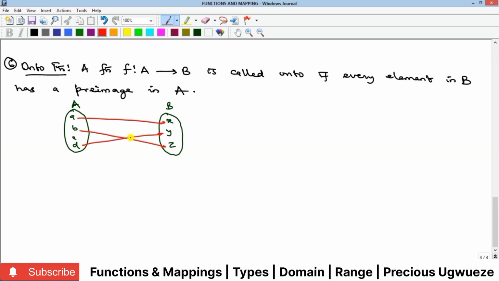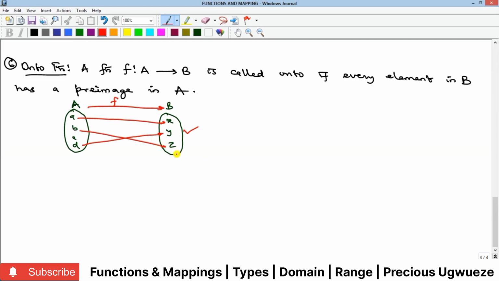So here you can see, remember I said that elements from A are called pre-images, while the elements in B are called images, or you can also call them range. So now, since every element in this set here has a pre-image, that means it's mapped to something from A. So you will say that this particular mapping, assuming we call it F, is an onto function.